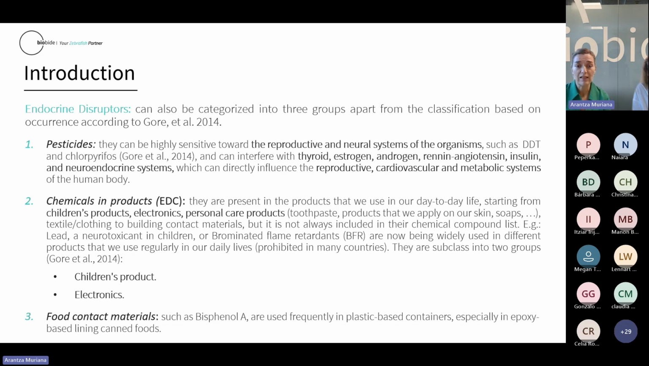Chemicals in products, that are present in products that are used in our day-to-day life, starting from children's products, electronics, personal care products, and many of them even in direct contact with absorption routes like skin or mouth or hands, but basically classified in two subclasses: children's products and electronics, and finally food contact materials such as bisphenol A that are used frequently in plastic-based containers, especially in epoxy-based lined cans for foods, also in direct contact with food and going through the oral dosing way.